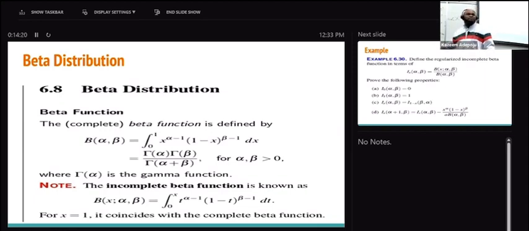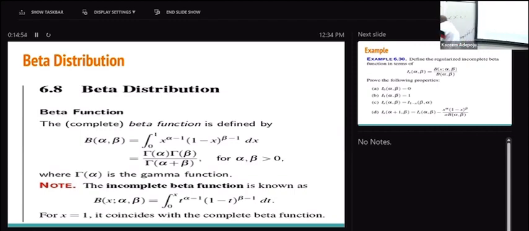We also have an integral definition for beta, which is B(alpha, beta) equals the integral from 0 to 1 of x raised to the power alpha minus 1, times (1 minus x) raised to the power beta minus 1, dx. We call this the integral definition of a beta function. It has to be from 0 to 1. If it is not from 0 to 1, it doesn't work.